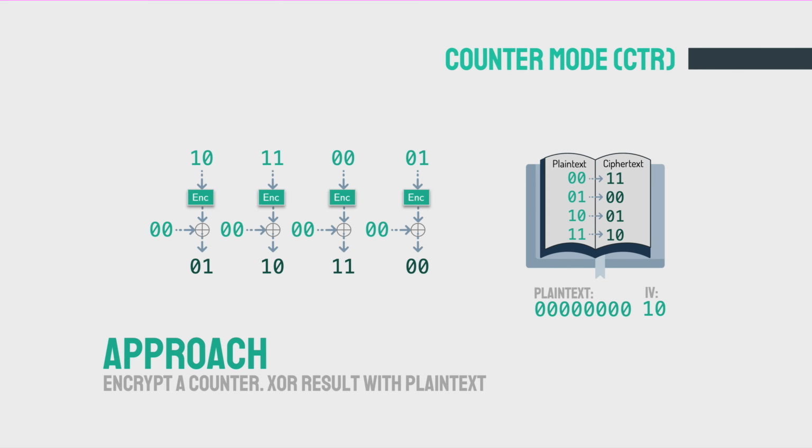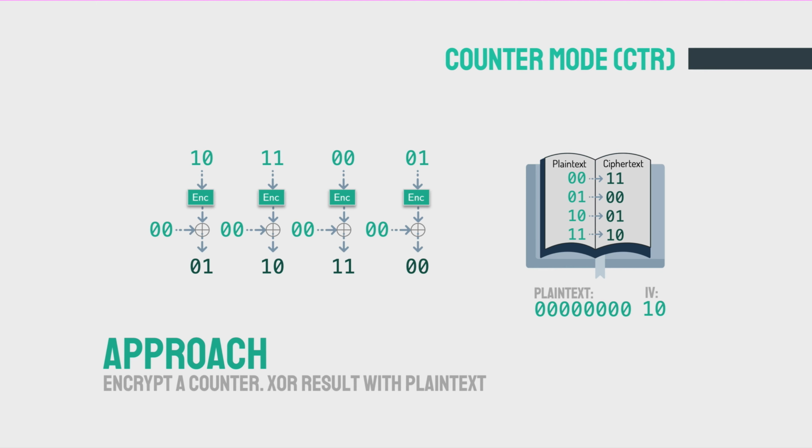So as you can see in this example, if we began with the initialization vector 10, we would start in the first block by encrypting 10 and taking the result and XORing it with the plaintext message block. In the second block, we would take the initialization vector 10 and we would increment it by 1 to 11. So we would encrypt 11, take the result and XOR it with the second plaintext block.